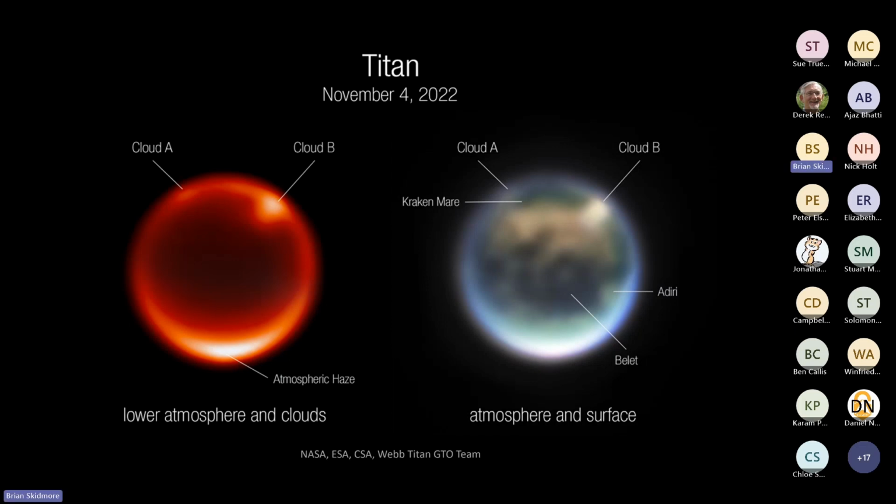And what you see here are data in the infrared colored to accentuate different features. On the left, we have the lower atmosphere and clouds. And on the right, we see clouds, but also surface features. Belet is a sand dune. Adiri is a region of high brightness, and Kraken Mare is a sea of hydrocarbons, methane predominantly, I believe.